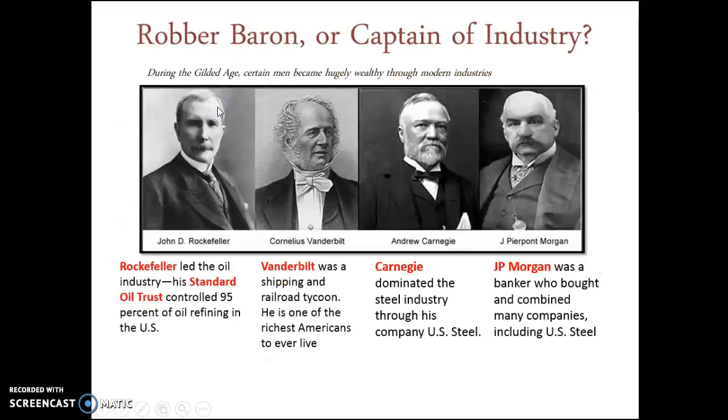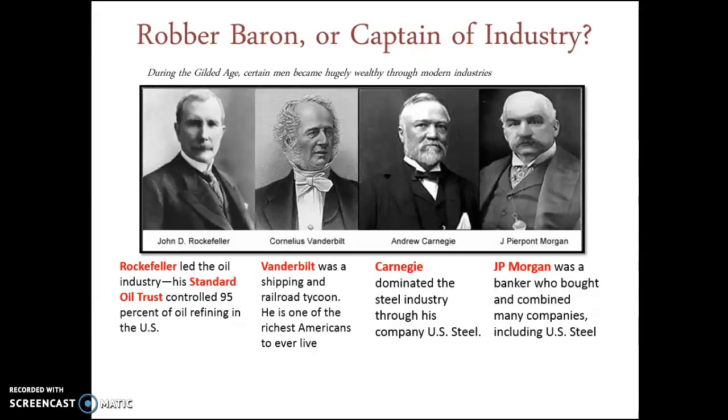So we're going to look at 4 individuals that became very wealthy during this time period. Sometimes they're called robber barons or captains of industry, all depending on how you view them. So Rockefeller led the oil industry. His Standard Oil Trust controlled 95% of oil refining in the U.S. So he made a lot of money.